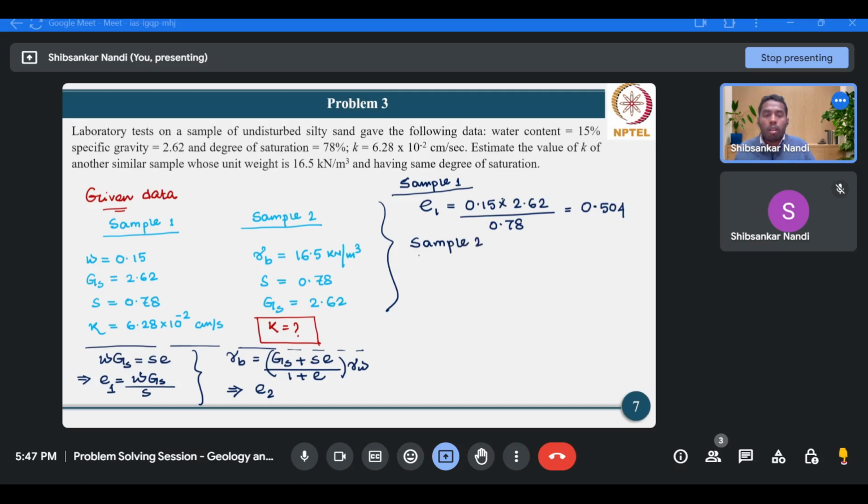Now the same for sample 2, we can calculate in a different way, because here these data are not given, instead the bulk unit weight is given. So 16.5 equals (2.62 plus 0.78 E2) divided by (1 plus E2). The unit weight of water we are taking as 10 kilonewton per meter cube.